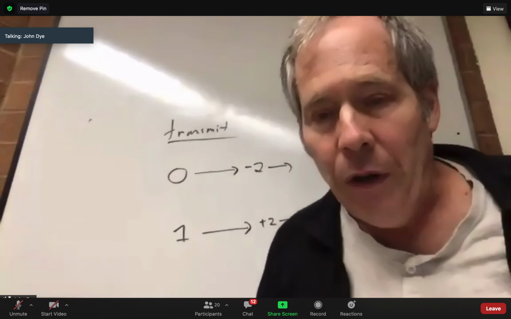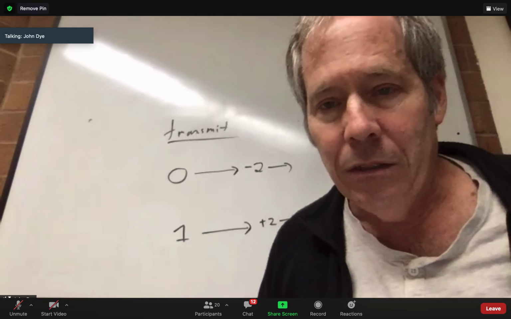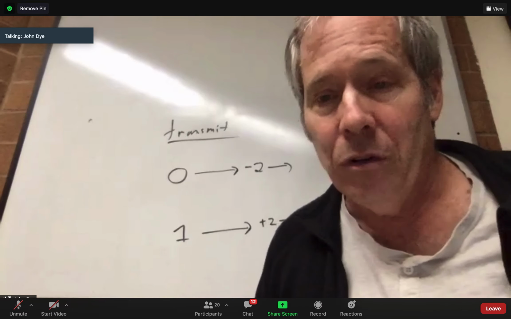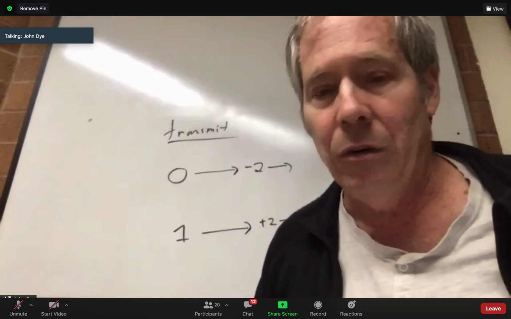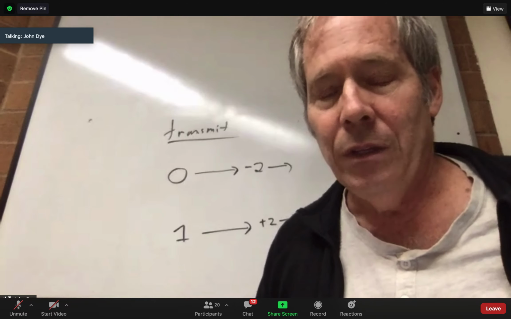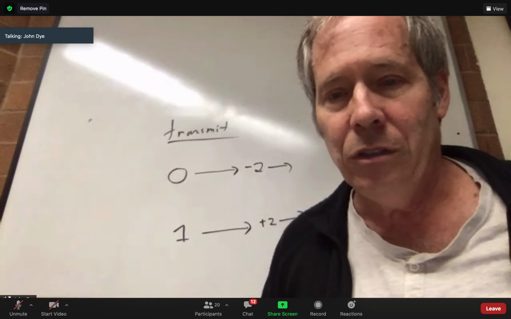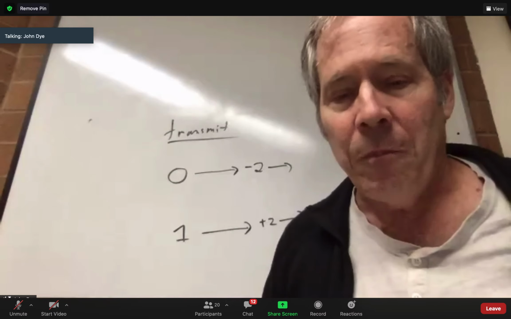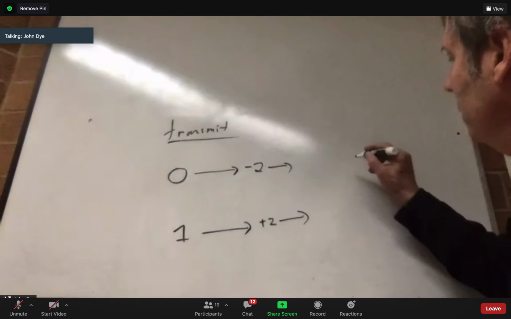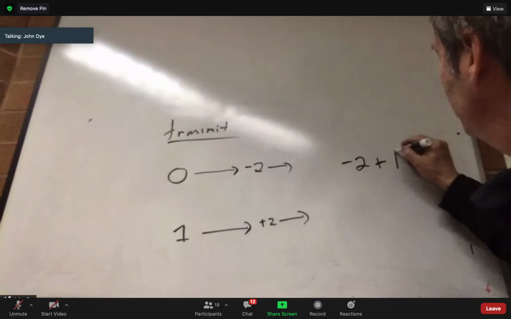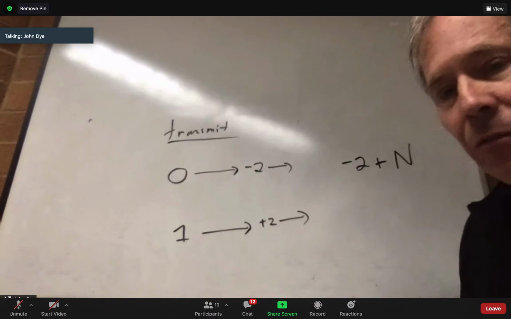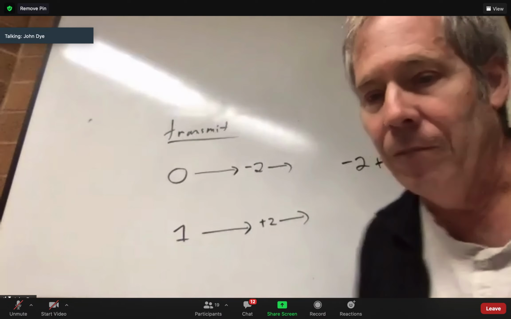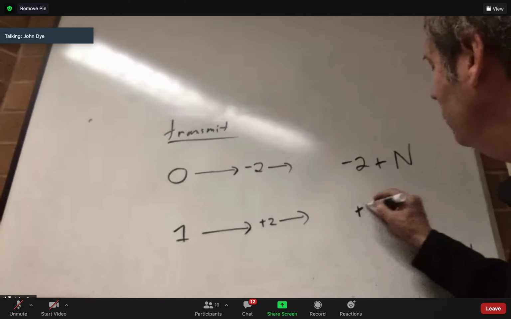Now, the noise is modeled by a normal curve. That's the way it always is. Noise is always normally distributed. This is just a fact of life. So what you really get is -2 plus some noise from a normally distributed thing, and here you get +2 plus the noise.